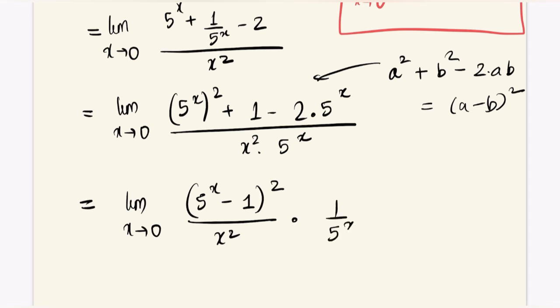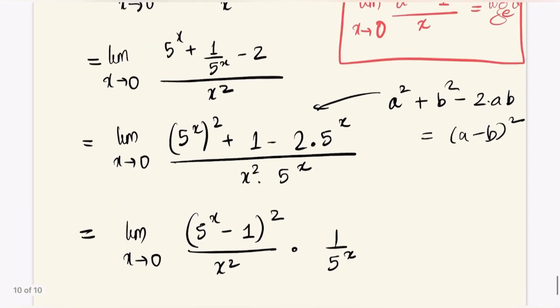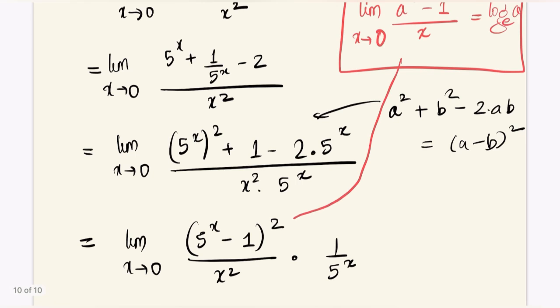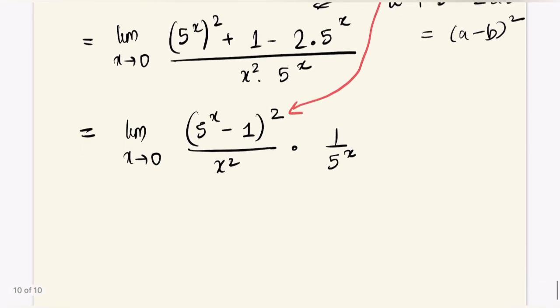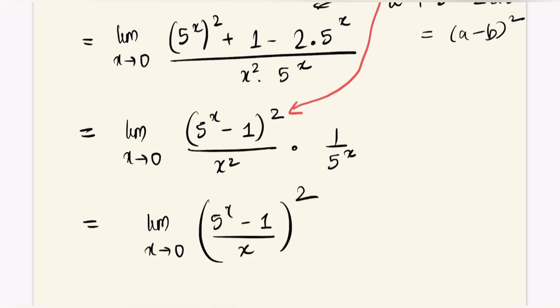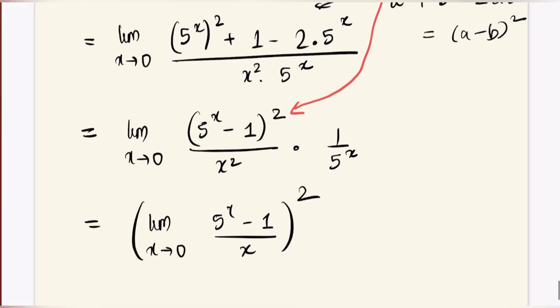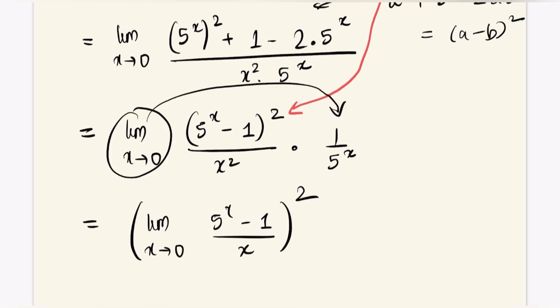Let us try to keep this 5 raised to x aside. As you can now see that this is very well in this form. I can now apply the formula. So I have to write it as limit x tending to 0, 5 raised to x minus 1 upon x the whole square. Limit of a square is square of a limit. So I can write it this way. Also this limit can be applied on 1 by 5 raised to x. So it becomes limit x tending to 0, 1 upon 5 raised to x.